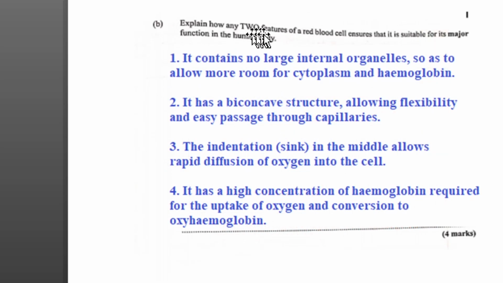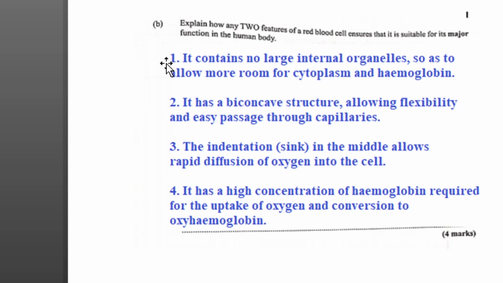B. Explain how any two features of a red blood cell ensure that it is suitable for its major function in the human body. Remember, the major function of the red blood cell is to bind oxygen and to transport it from the lungs, the capillaries around the lungs, to the body cells. So how does it enable it to do this? So it asks for 2, but we have 4 here.